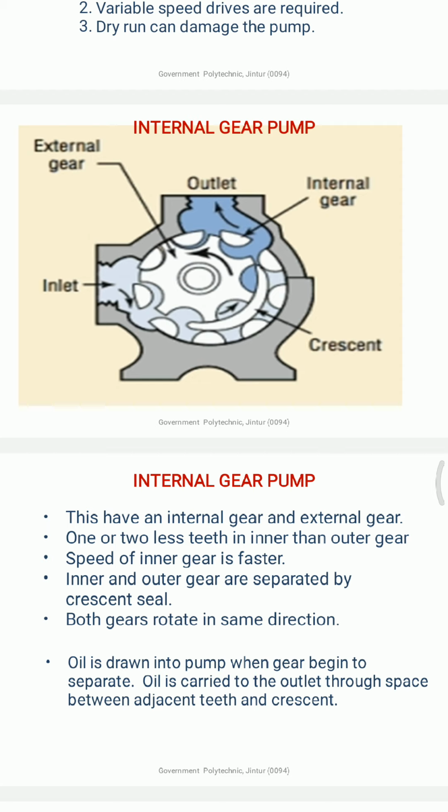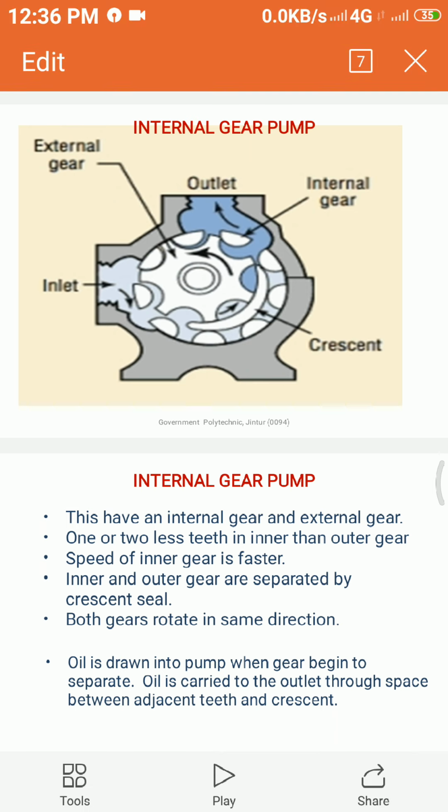Now here oil is drawn into the pump where the gears begin to separate. You can see on the inlet side where the gears begin to separate. At that time suction is created because of the increase in volume. Oil is carried to the outlet through the space between the adjacent teeth and the crescent seal. And this is carried towards the outlet.